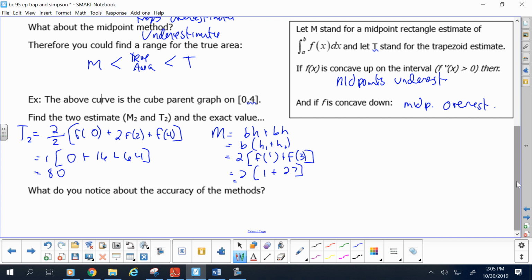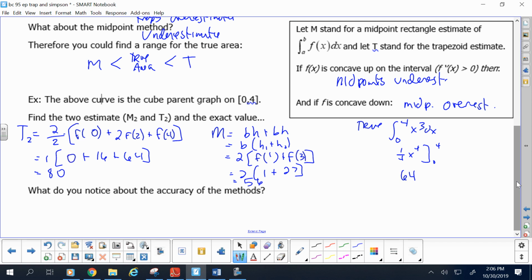47. So my overall estimate is 56. Should that be more or less than the true estimate? Less. Right? So the true estimate should be between 56 and 80. Let's find the true area. How do I find the true area? Integrate from 0 to 4 of x cubed. 1/4 x to the 4th from 0 to 4. How does that come out? It is 64. It seems like that is what we were hoping for, something between 56 and 80, yeah?